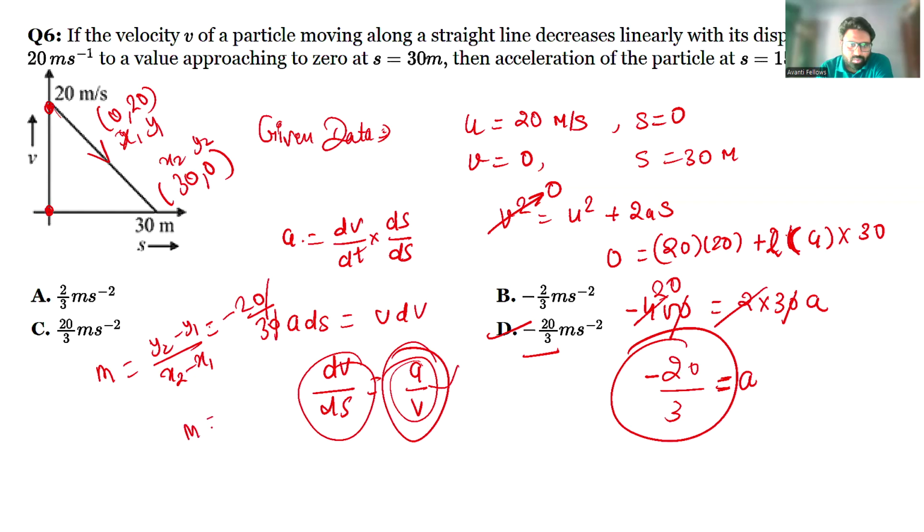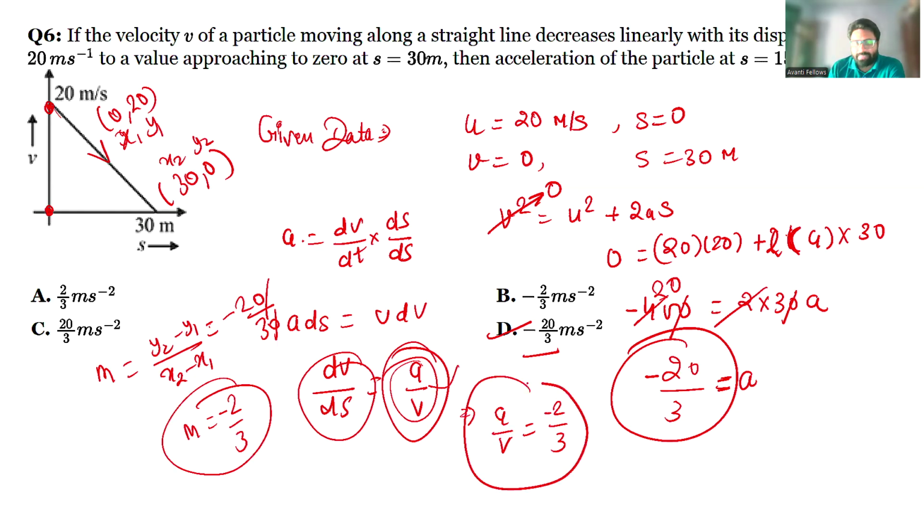So m is coming out to be minus 2 by 3, which is nothing but acceleration by velocity, minus 2 by 3. So if you put the value of the initial velocity, which is 20, and multiply it, then you can also calculate this slope. So acceleration by velocity times the slope will be coming out as minus 2 by 3. It's representing that acceleration is also constant and the velocity is also constant.